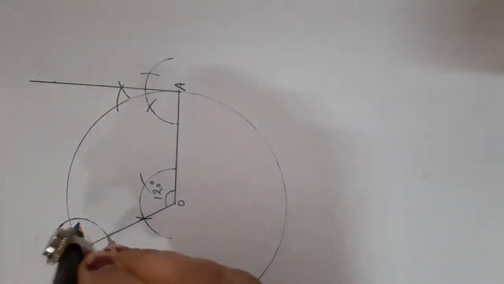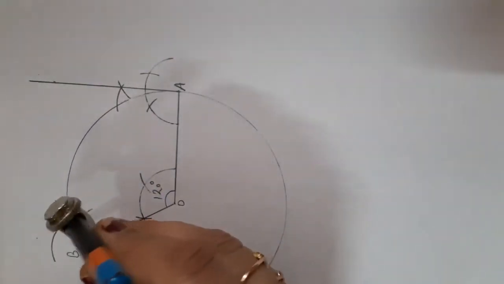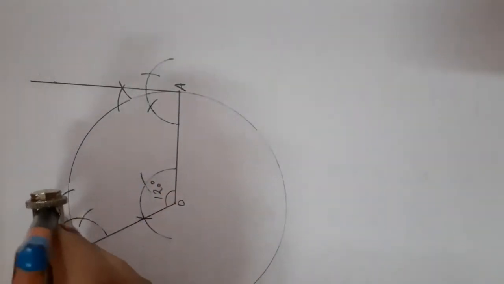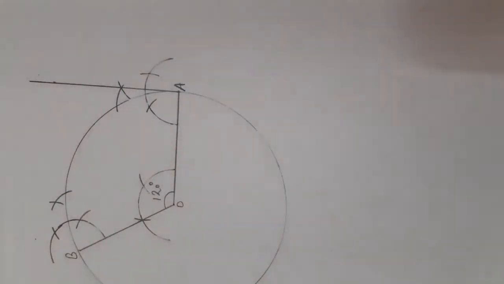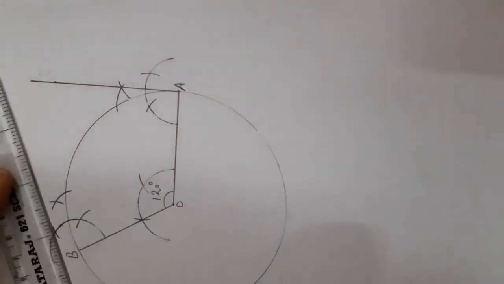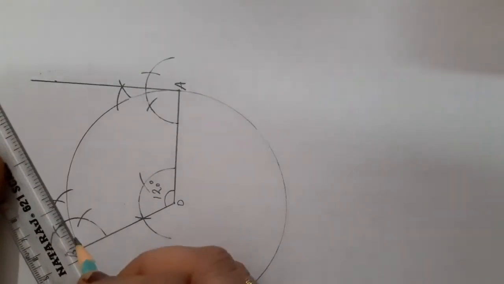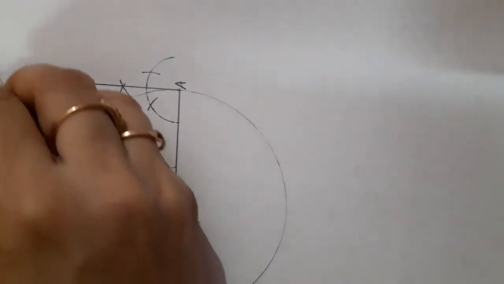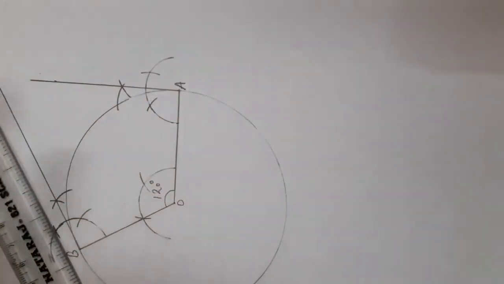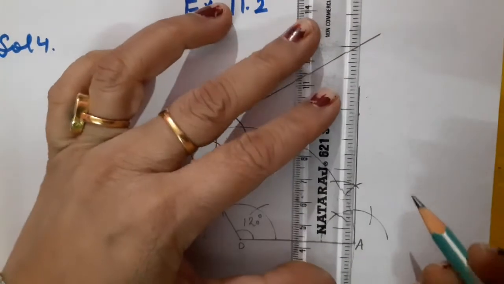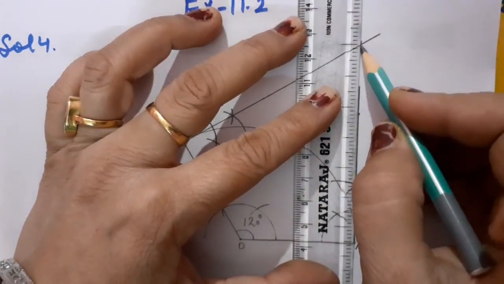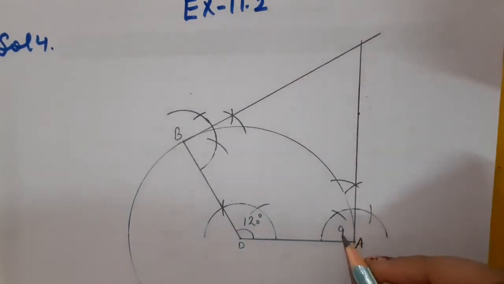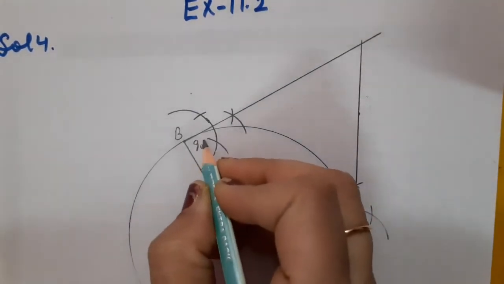Correct. The first arc will be of 60 degree and another arc will be of 120. Then between 60 and 120 degree, I am just going to construct the angle of 90 degree over here. Let us extend the line segment of the previous angle which was drawn at point A. This is of 90 degree. This is also of 90 degree.